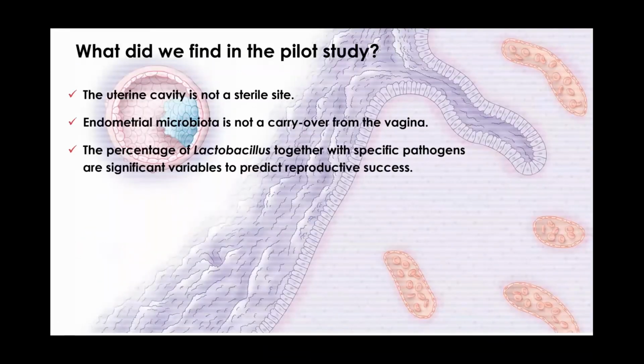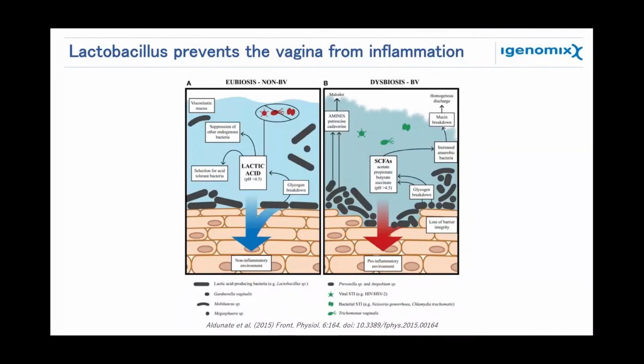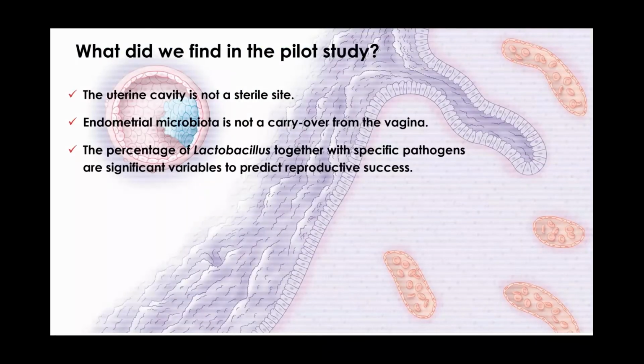So we did some pilot studies and found that the uterine cavity is not sterile, and the endometrial microbiota is not a carryover from the vagina. They have different bacterial profiles. Also, the percentage of Lactobacillus together with the specific pathogens are significant variables to predict reproductive success.